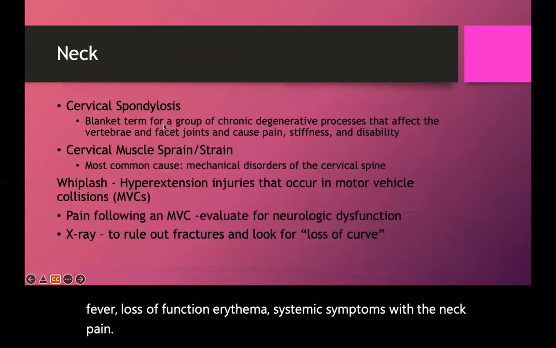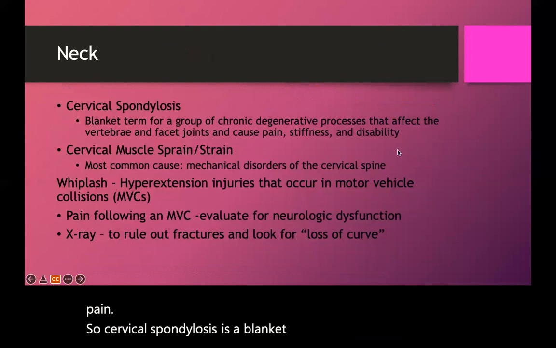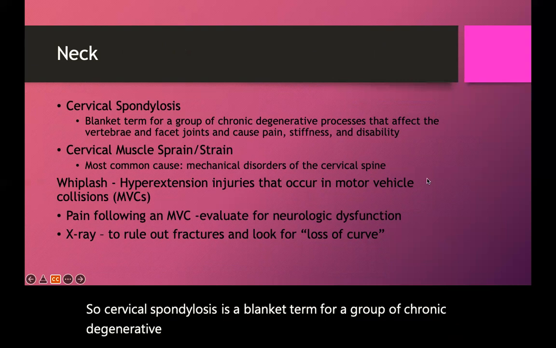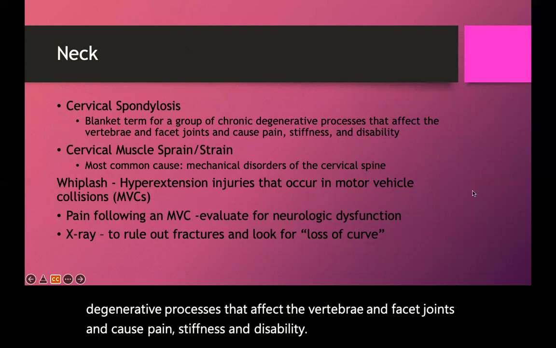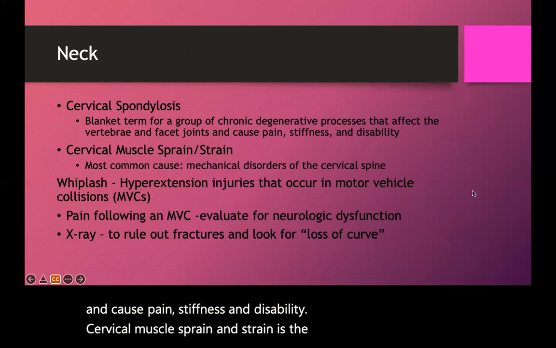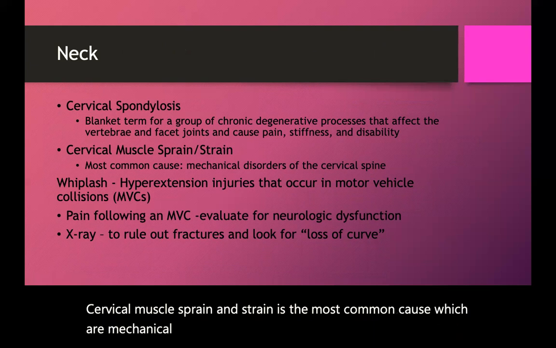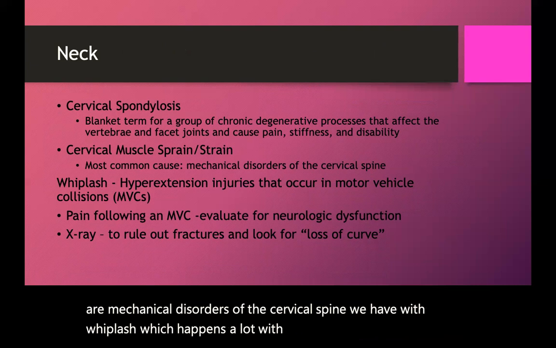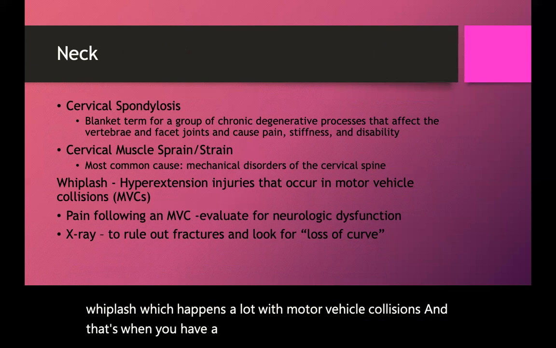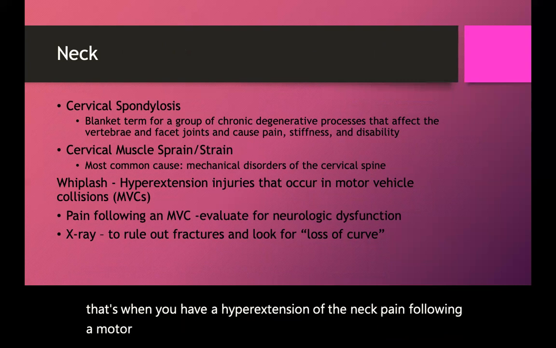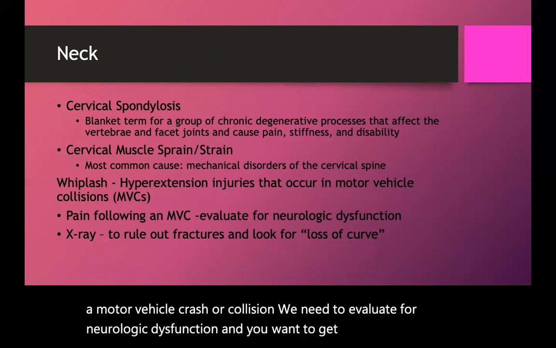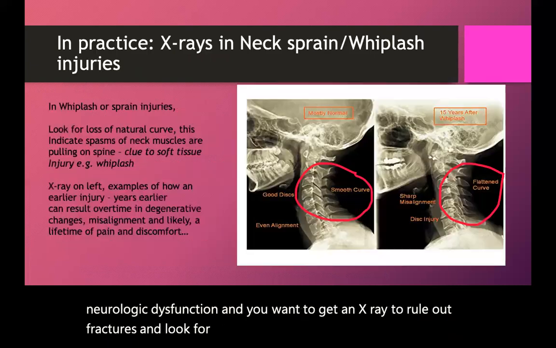So cervical spondylosis is a blanket term for a group of chronic degenerative processes that affect the vertebrae and facet joints and cause pain, stiffness, and disability. Cervical muscle sprain and strain is the most common cause, which are mechanical disorders of the cervical spine. We have whiplash, which happens a lot with motor vehicle collisions, and that's when you have a hyperextension of the neck. Pain following a motor vehicle crash or collision, we need to evaluate for neurologic dysfunction, and you want to get an X-ray to rule out fractures and look for the loss of curve.